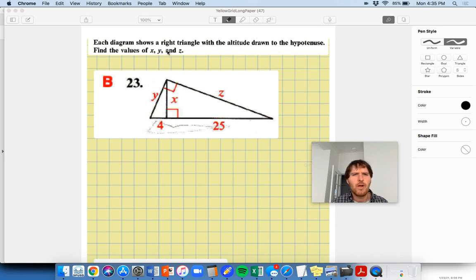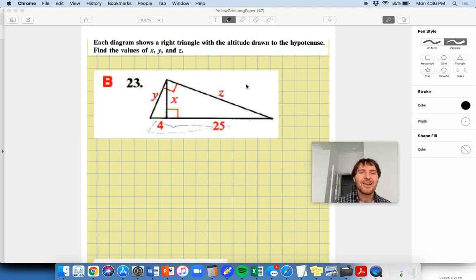It says here each diagram shows a right triangle with the altitude drawn to the hypotenuse. That's good, right? We have a theorem, similar triangles. Find the values x, y, and z. So obviously we can figure this stuff out through the definition of similarity. We can set up proportions, but why spend the time doing that? Because we had corollaries, right? Corollaries that told us that some of these lengths are the geometric mean of the lengths of other parts of the shape. So you want to flex that you know those corollaries and get this done really quickly, right?